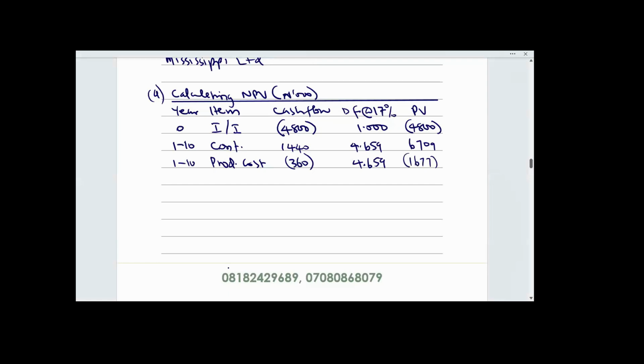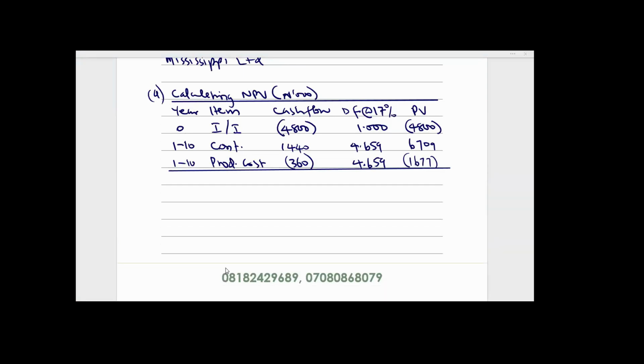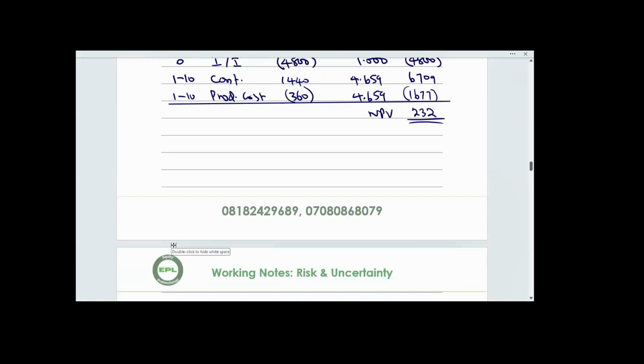1,677 negative. So I'll then get the final answer, which is 6,709 minus 4,800 minus 1,677, that's 232. So the NPV is 232. Now that we have computed the NPV, I will go to the B part of the question.